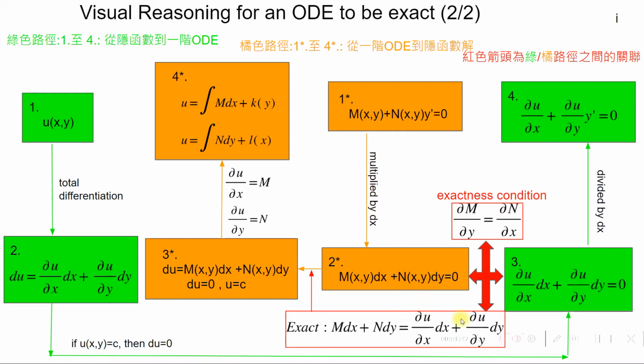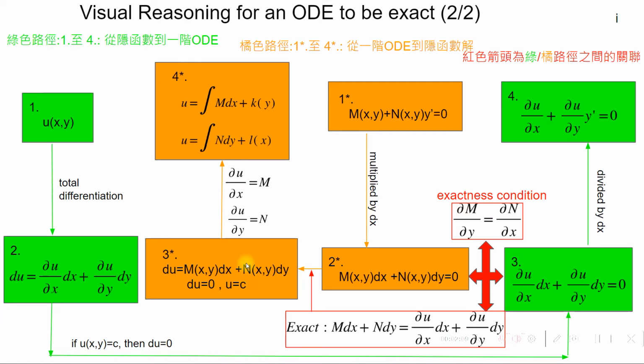Because du is equal to the total differentiation of u. And because from the beginning the ODE is equal to 0, so du is equal to 0, u is equal to constant.